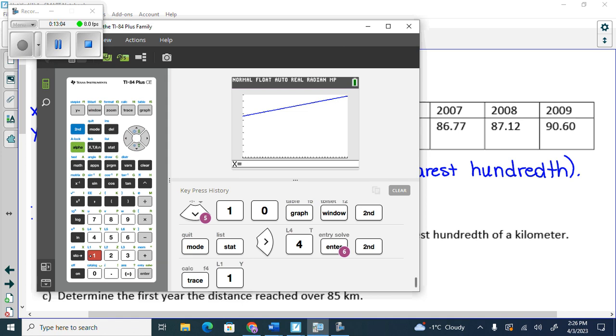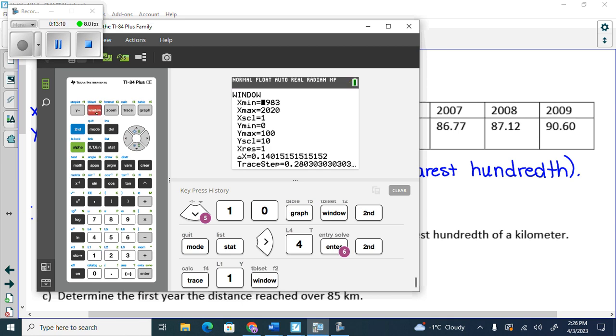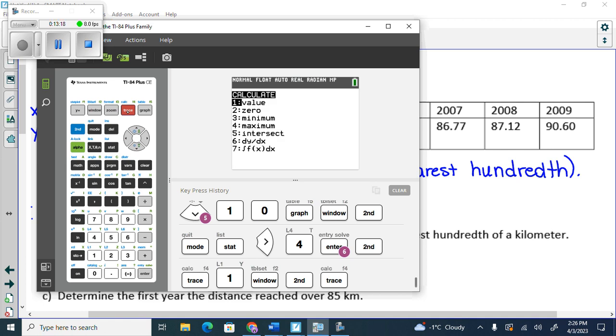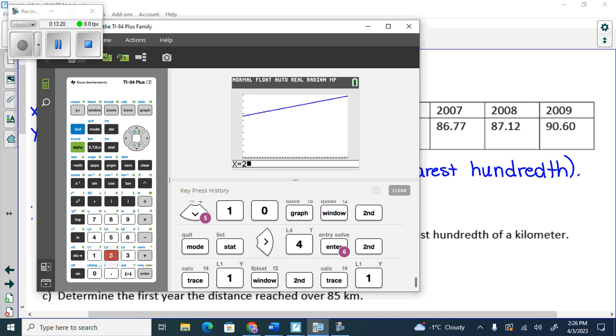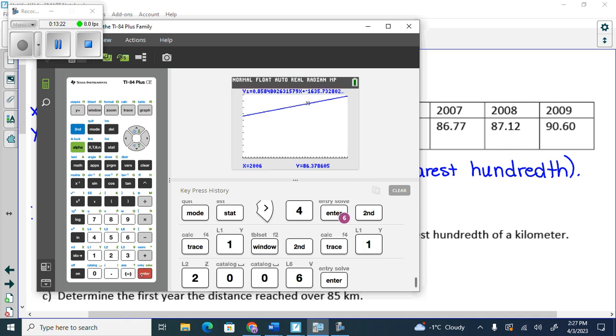If it errors us, it's because your window doesn't actually contain 2006. Don't go out of this, I just want to show you. My window's from 1983 to 2020. Does 2006 fit in there? Yeah, so my calculator's going to be happy with me. Okay? So I go second, trace, value, and then I go 2006. And I get an answer.